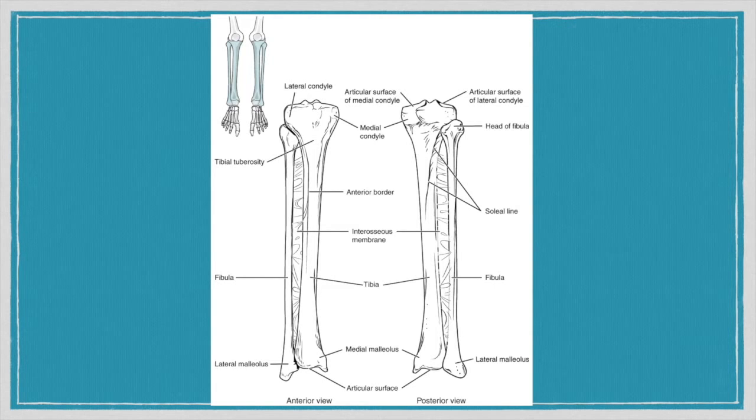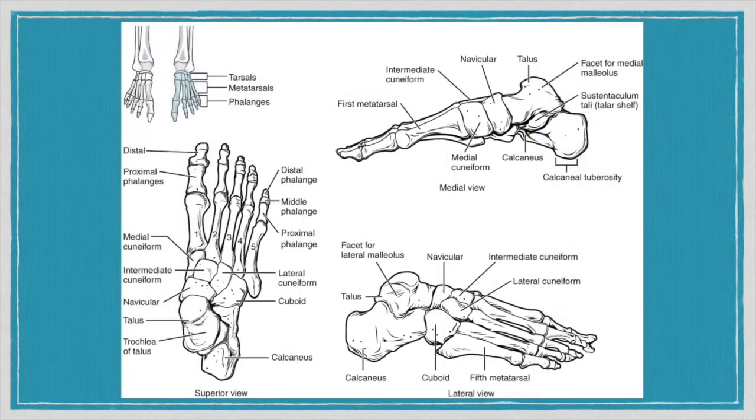The patella is the kneecap. The tibia is the shin bone. It is the medial bone and the main weight-bearing bone of the lower leg. The fibula is the smaller of the lower leg bones.